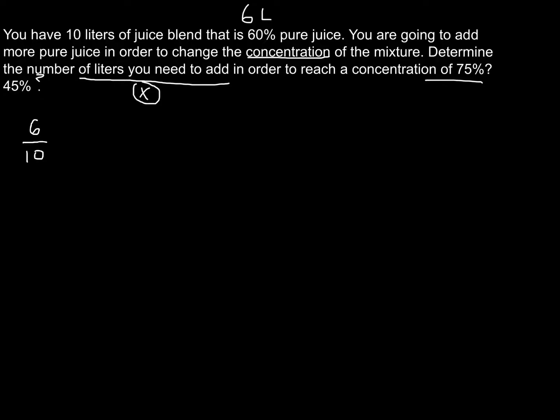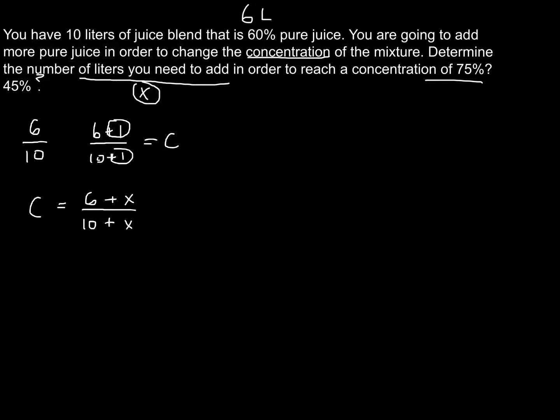Now if you were to add, let's just say 1 liter, you would have 6 liters plus 1 more, and your total mixture would be 10 liters plus 1 more. So what you can see here is that the liters you're adding are going to be added on to both the amount of pure juice and the total mixture, and that is going to equal the concentration of the liquid. So the concentration of our liquid is going to be 6 plus x, the number of liters we're adding, divided by 10 plus x.